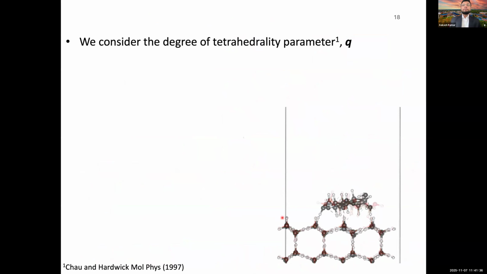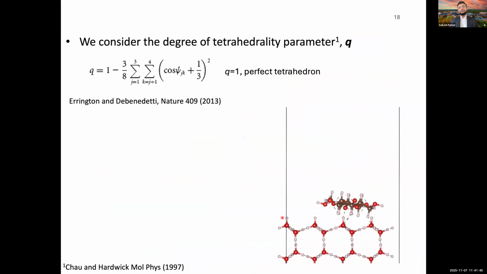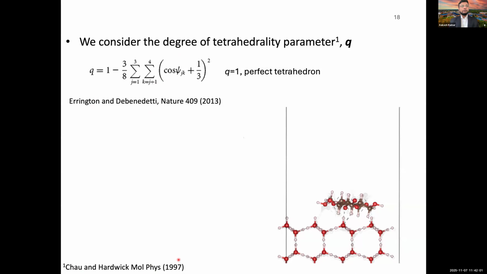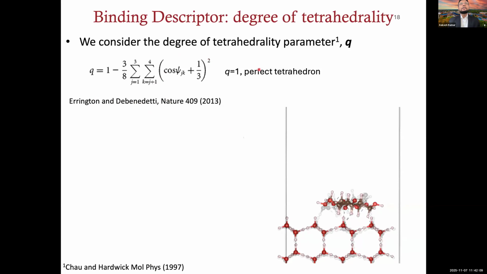For folks who study water, there are a lot of different descriptors people use, and there's one called the degree of tetrahedrality, which is a measure of how perfect a tetrahedron a certain geometry is. It basically measures the angles that surround the central atom, and you can compute this using this expression, which was originally proposed by Chau and Hardwick in the 90s, and then refined and normalized by Errington and Debenedetti. If the value is close to 1, then you have a perfect tetrahedron, whereas if it's close to 0, then that's more like an ideal gas, right?